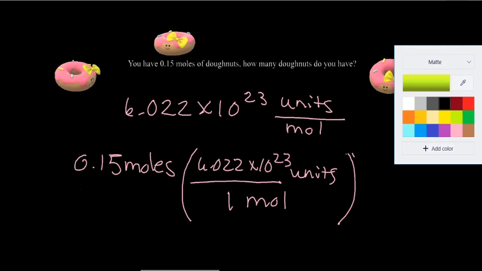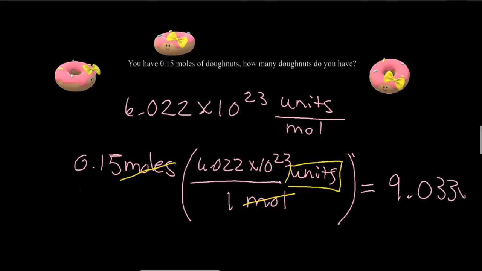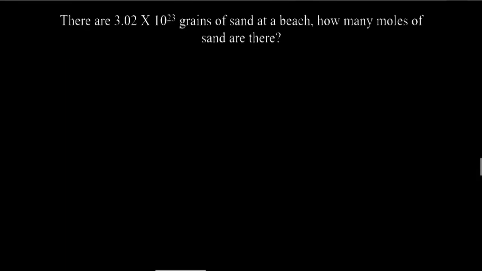And so when we calculate this out, well, first, just to make sure it's clear, we're going to cancel our moles real quick. And of course, we are left with however many units we have for how many things. And when we calculate this out, we are left with an awful lot of donuts. We are left with 9.033 times 10 to the 22nd donuts.